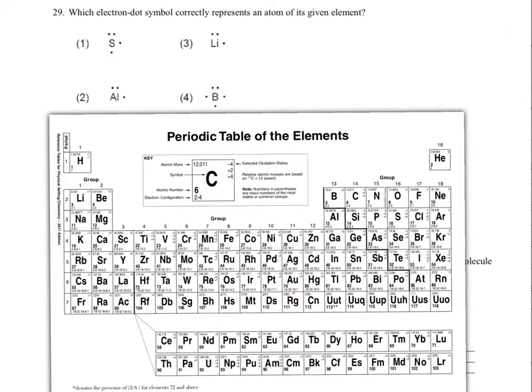Question number 29 asks, which electron dot diagram represents the given element? Remember that electron dot diagrams only represent the valence electrons. Sulfur should have 6 valence electrons. Since this sulfur has 4 dots, it is not correct. Lithium has an electron configuration of 2-1, so it should only have 1 valence electron. Aluminum has an electron configuration of 2,8,3, so it should have 3 valence electrons. This has 3 valence. And boron has an electron configuration of 2-3, so it should only have 3 valence electrons. So this is incorrect.